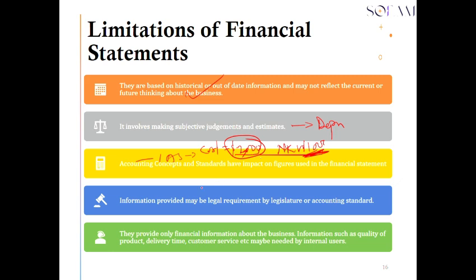The fourth one has to do with the fact that information provided may be driven by legal requirements by legislature or accounting standard. Then the fifth one will be that they provide only financial data about the business. Of course, it is called financial statement. So if you need any other information rather than the financials, then the financial statement may not be of good help.